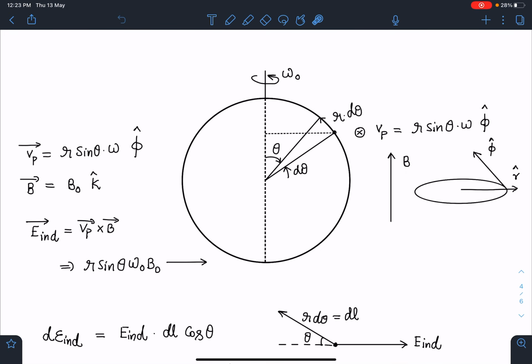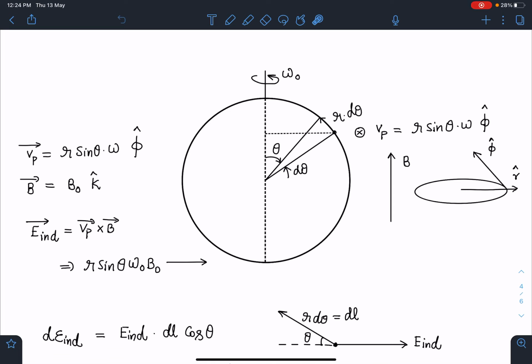So I'm taking a part of the conductor, which is the dl length, which is r d theta, at some general position. Now the velocity of this element is going to be this. From the axis the distance is r sin theta, and its direction will be into the plane. So velocity of this element I can write as r sin theta omega phi cap. Phi cap is along the tangent to this circle, which is generated in this manner. All right, and B is in this direction.